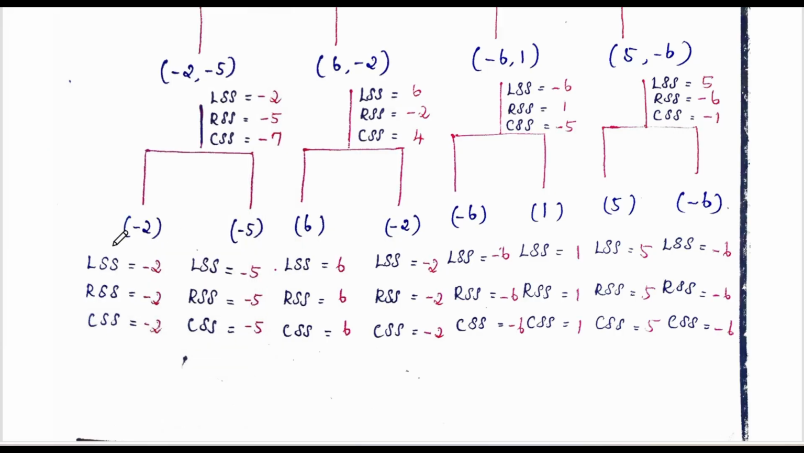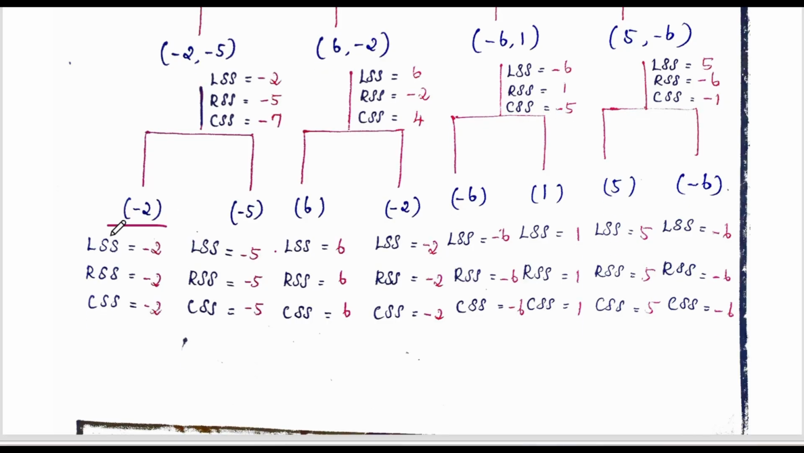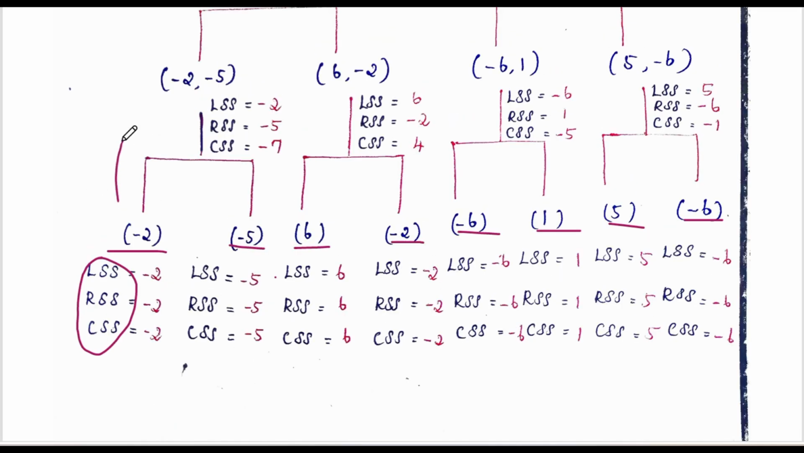Okay, here. So I need to find these three values for the element -2, the final array. So this array contains only one element, right? So all the values are -2, because the array contains only one element. So all the LSS, RSS and CSS values are -2. Here -5, and these all likewise. These arrays all contain only one element. The answer is the same for all three: LSS, RSS and CSS. Clear?